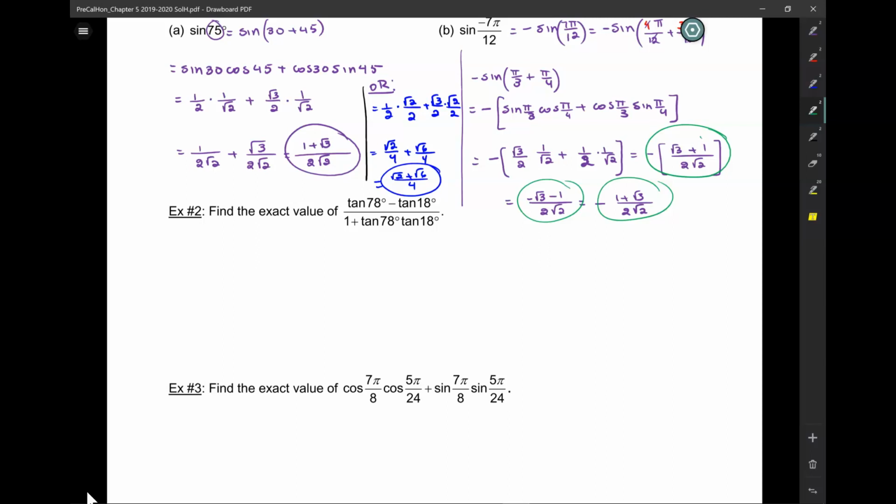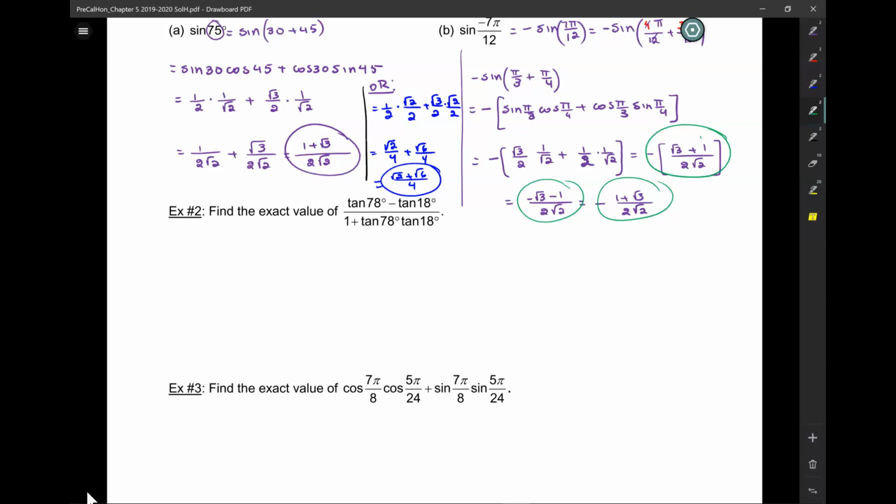Okay. Next. Find the exact value of, oh my gosh, this mess. Tangent of 78, I have no idea what it is. Tangent of 18, no idea. I don't think anybody does. But you kind of look at this for a minute and you're like, that's it, it's over. My life is over. I have no idea what to do here.